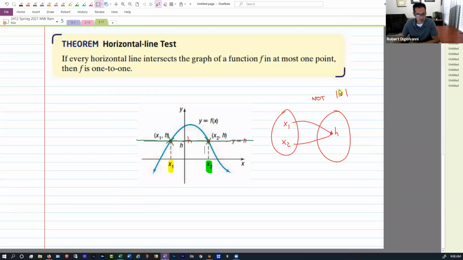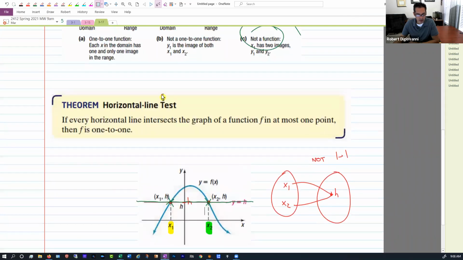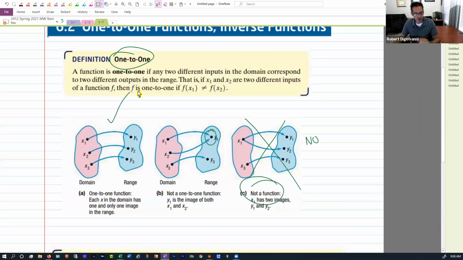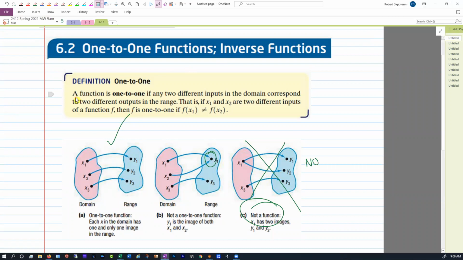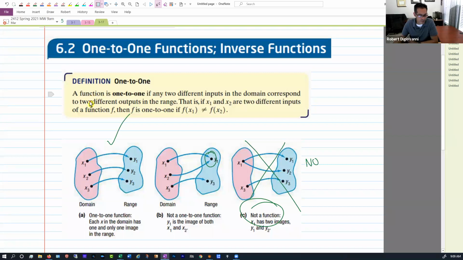But let me go back up to the idea of one-to-one. Let's go up to the definition of one-to-one. Samuel, what does it say here? Read it to me. A function is one-to-one if a function... Okay, a function, right?